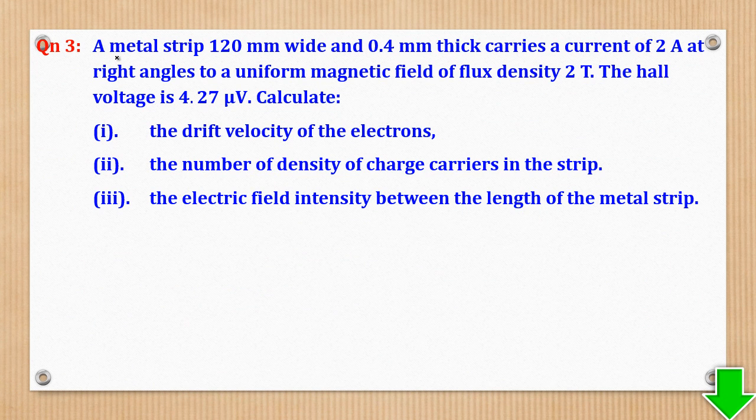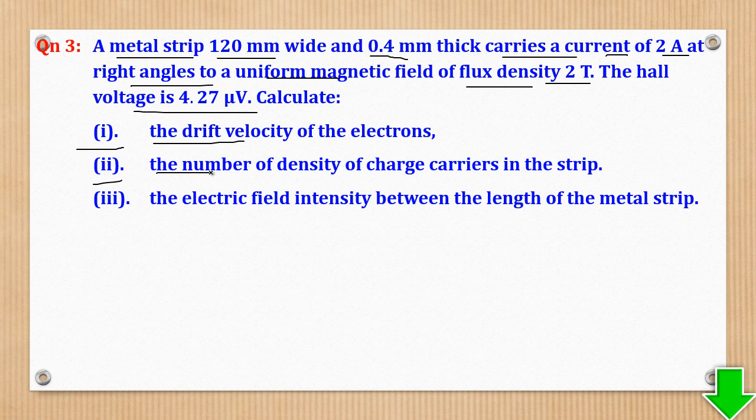Then question 3, a metal strip 120 millimeters wide and 0.4 millimeters thick carries a current of 2 ampere at right angles to a uniform magnetic field of flux density 2 Tesla. The Hall voltage is 4.27 microvolt. Calculate Roman 1, the drift velocity, Roman 2, number density of charge carriers in the strip, and Roman 3, electric field intensity between the length of the strip, or the width.